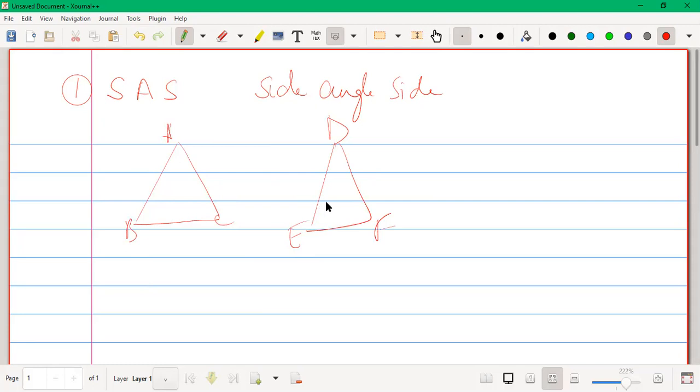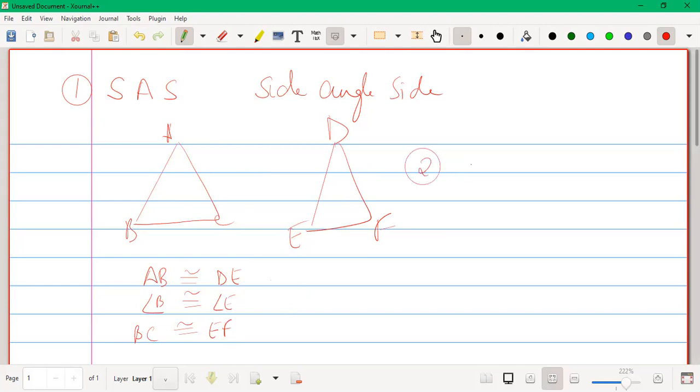If you are able to prove that two sides, like AB is congruent to DE and angle B is congruent to angle E and side BC is congruent to side EF, then we will say, okay, these two triangles are congruent by the SAS criterion. Okay? Got it? So same way, what other criterions are there?